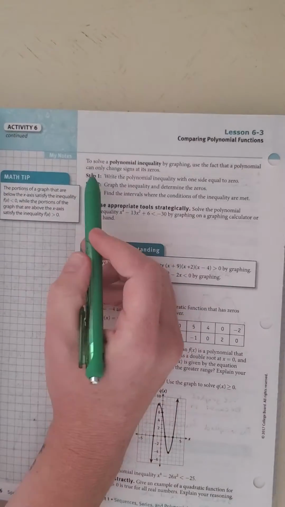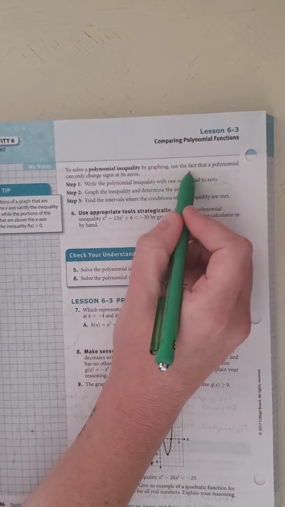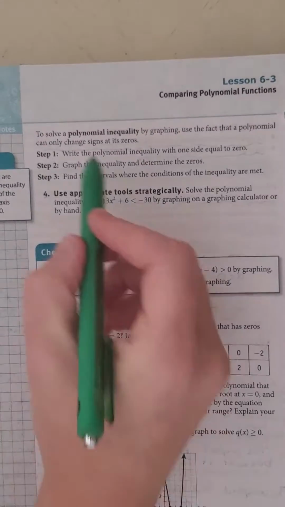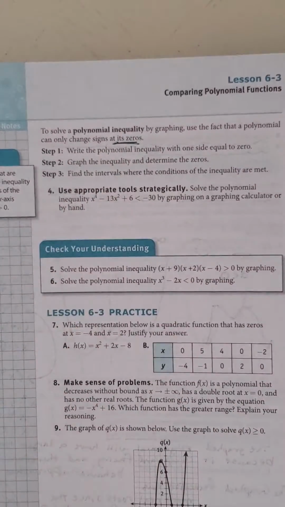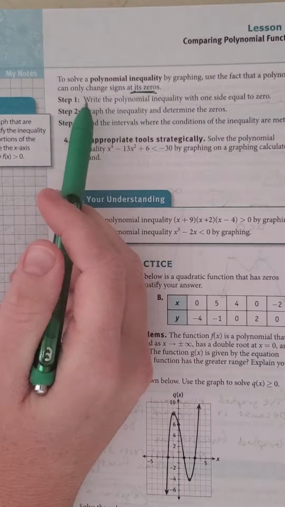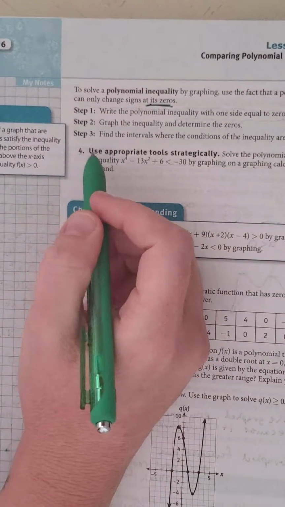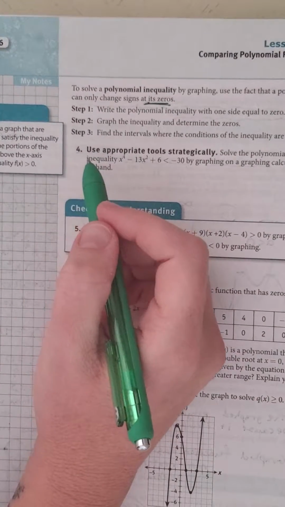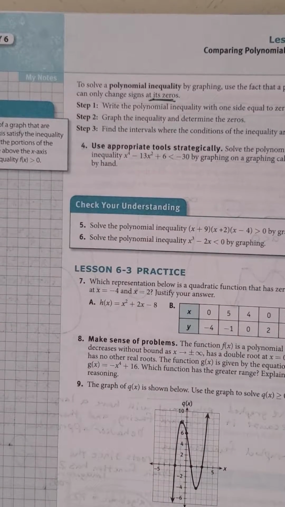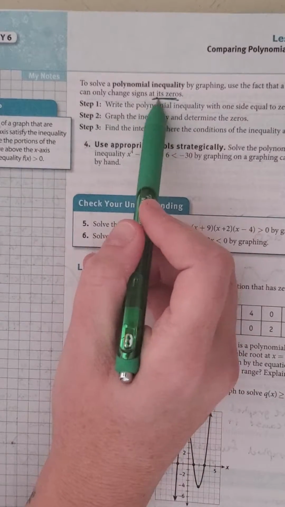Okay, it says to solve a polynomial inequality by graphing, we're going to use the fact that the polynomial can only change signs at its zeros. It only changes signs at its zeros. And so this is kind of an application of Descartes' rule from yesterday. Remember, Descartes' rule said the number of positive and negative roots happens at every sign change. So it's an application of that.